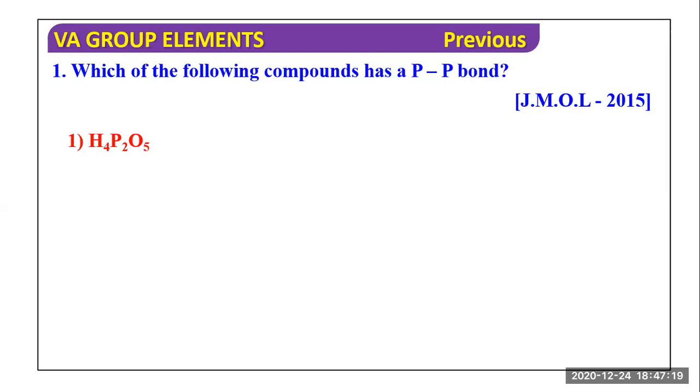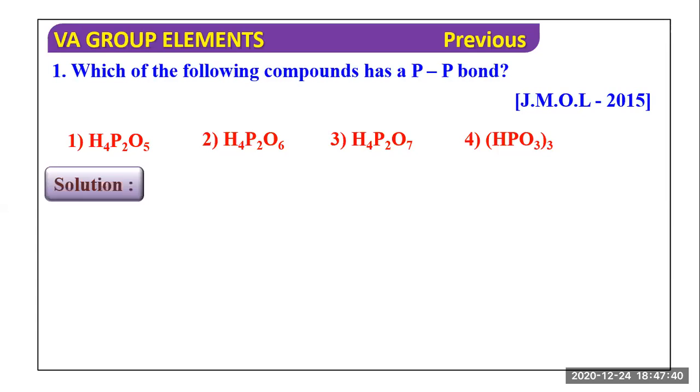Option 1, H4P2O5, option 2, H4P2O6, option 3, H4P2O7, and option 4, HPO3 whole 3. So which one is the correct answer?